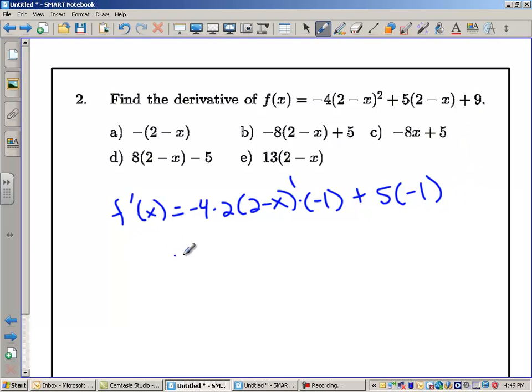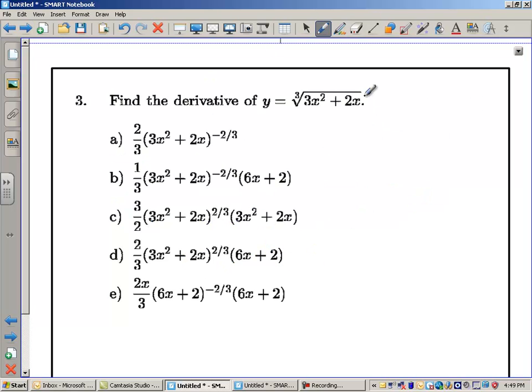So let's see if we can clean this up at all. This is going to be a positive 8 times 2 minus x and then minus 5, and it looks like our answer is D. Now let's keep going.